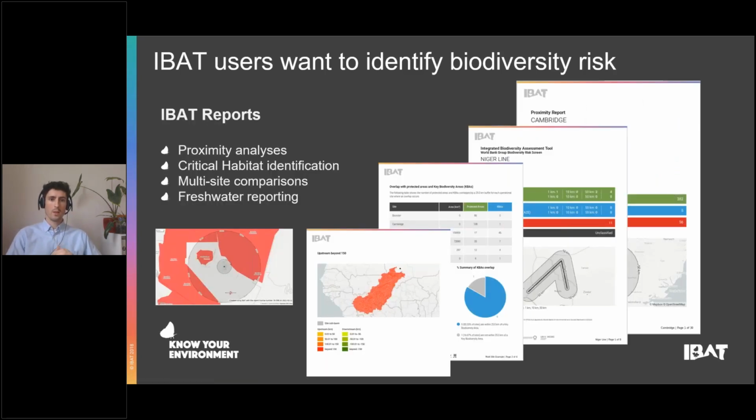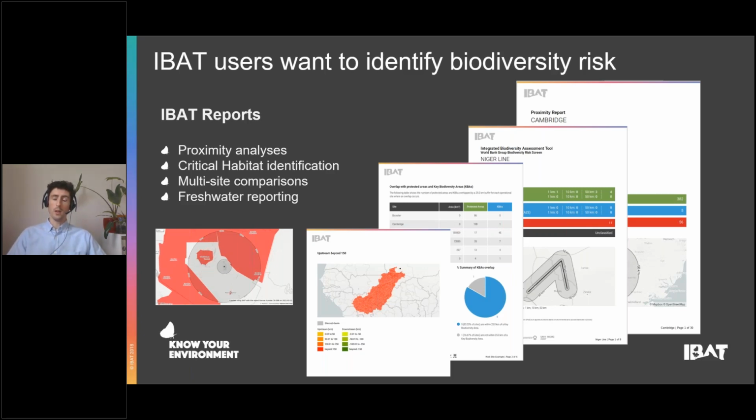So how do IBAT users identify biodiversity risk? Well, we have a number of different reports to allow them to do so. Some examples on the screen here are our proximity report, which is a basic overlay of our data sets and your project location and a buffer around that location. We also have some more bespoke reports, such as one that speaks to IFC's Performance Standard 6 and the critical habitat that is defined within that. Those are things that we focus on, like critically endangered and endangered species, range restricted species, also the higher levels of protected areas and key biodiversity areas.